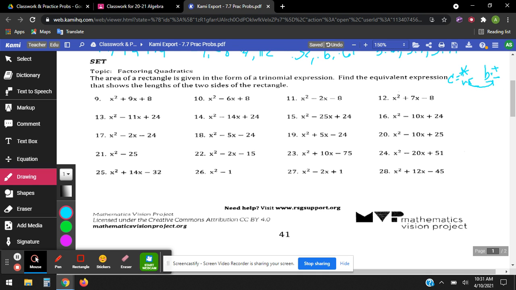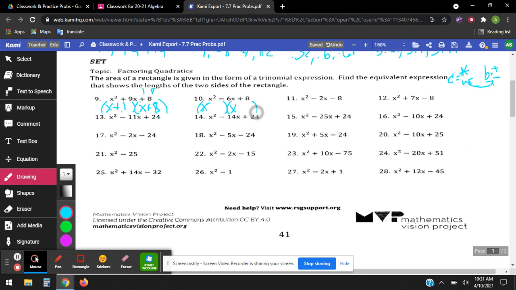So adding, we know it's an x plus, because they're both there, factors of 8 and 1 that add up to 9. Well, 1 and 8 add up to 9. And double check, 1 plus 8 is 9. 1 times 8 is 8. Perfect.